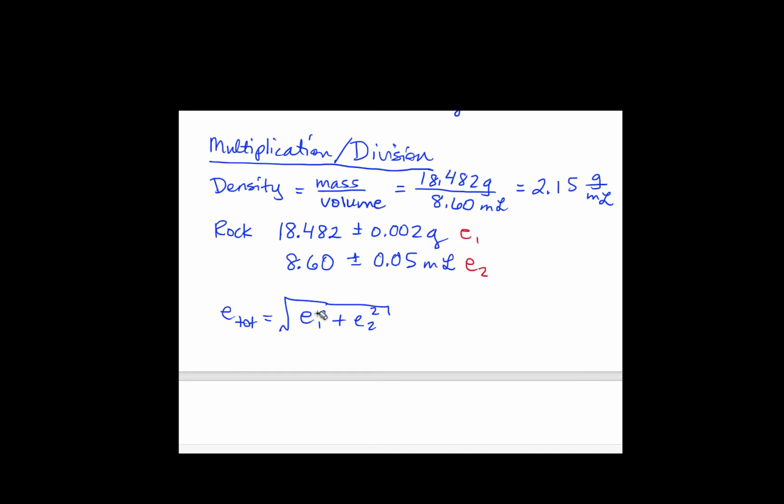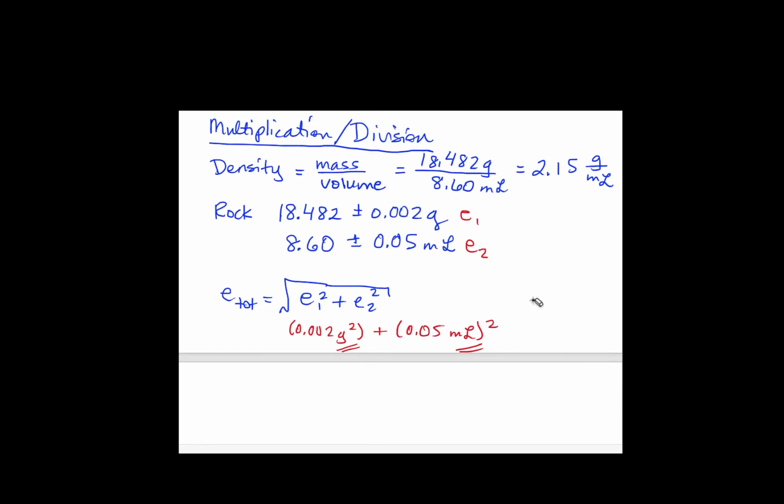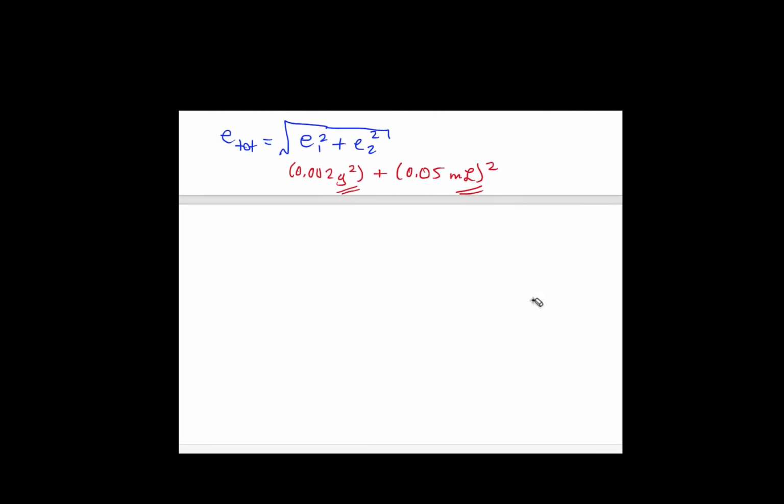Do you see the problem already, right? This would be 0.002 grams squared, and this would be 0.05 milliliters squared. And I can't add grams squared and milliliters squared. That just does not work. They have different units. I cannot combine them that way.